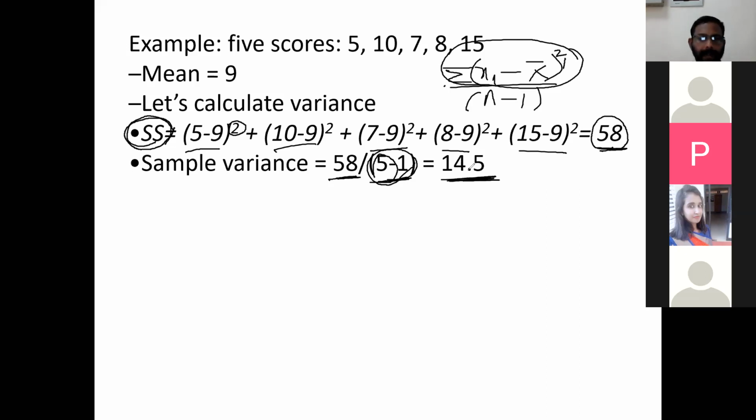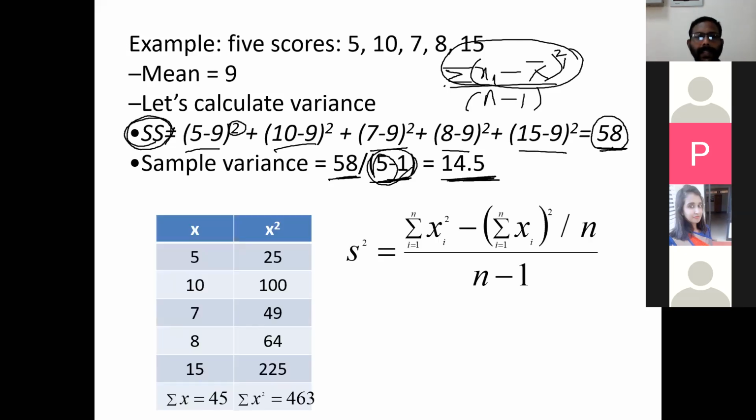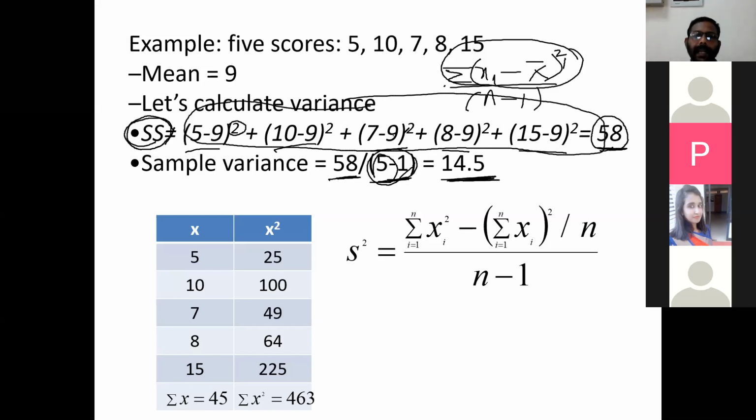Right? Clear? So we can expand this in a simpler format. If you have a larger data set, doing it this way is a bit of a hassle and takes more time. You have to square the differences separately and then add. Nowadays programs are available. However, the easy way is using this formula.